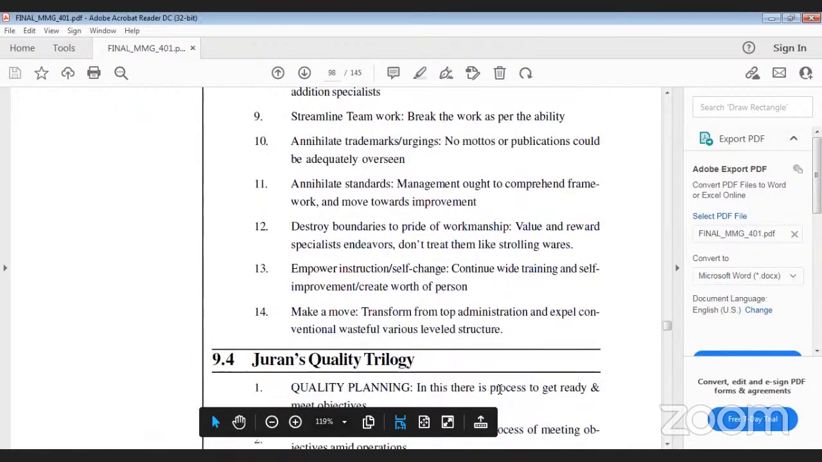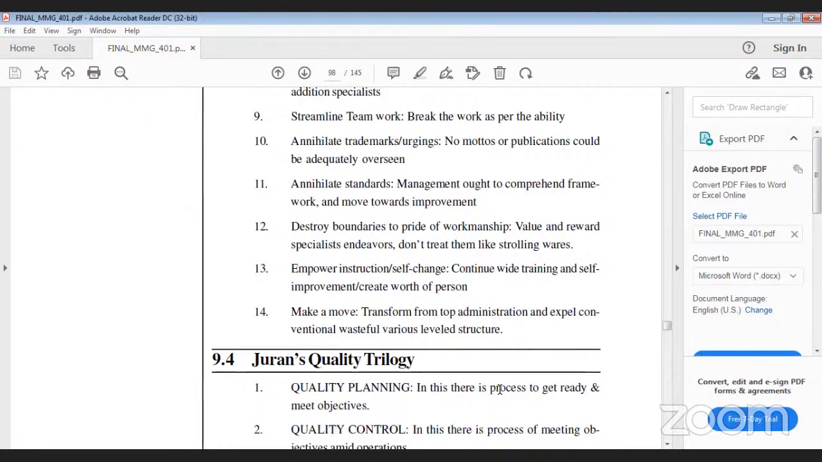12th point is destroy boundaries to pride workmanship. Value and reward specialists endure. Do not treat them like sterling wares. Point number 13 is empower the instructions and self changes. Continue wide training and self-improvement. He has given the 14th principle, make a move: transform from the top administration or expel the conventional wasteful and various level structure.